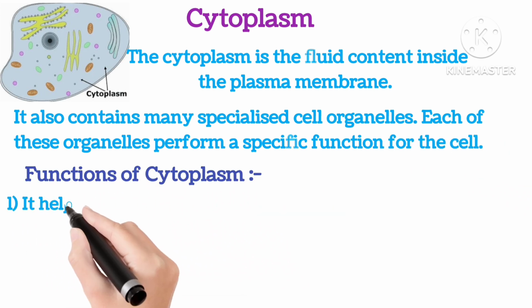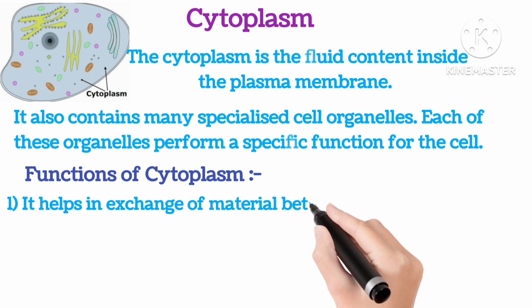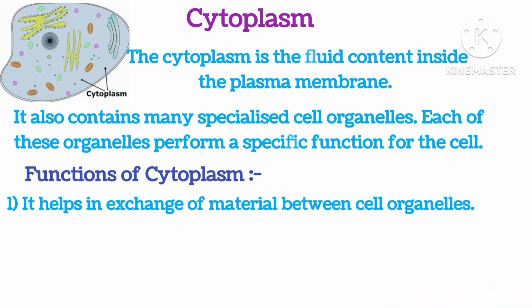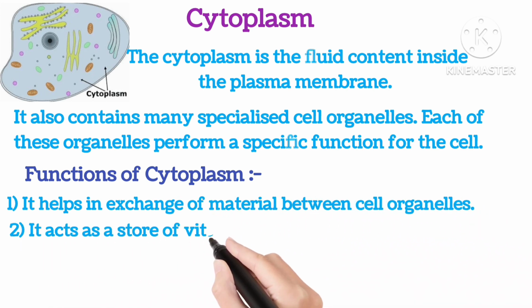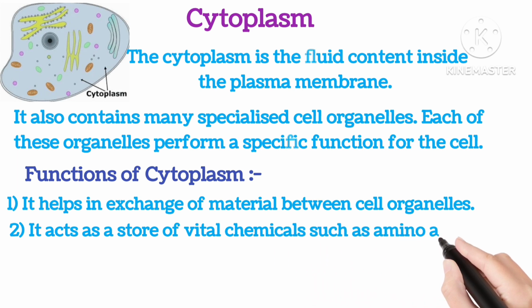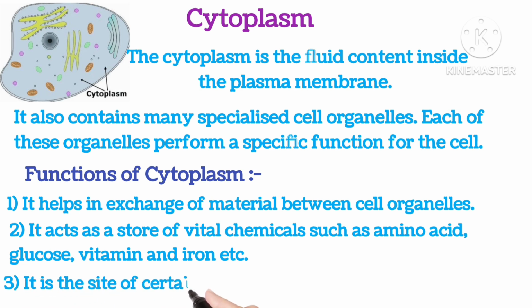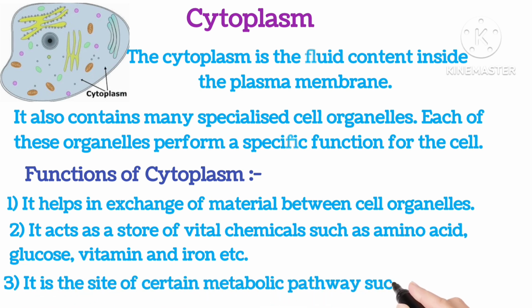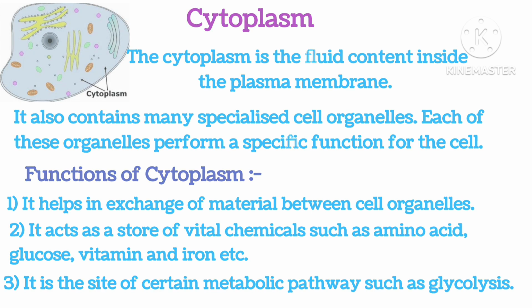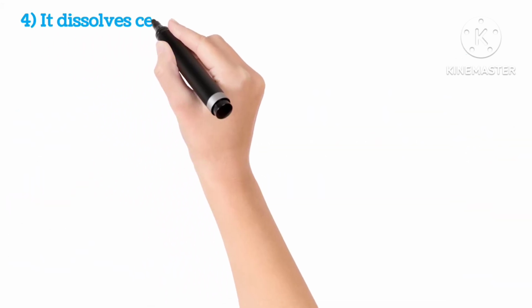Functions of cytoplasm. It helps in exchange of material between cell organelles. It acts as a store of vital chemicals such as amino acids, glucose, vitamins and iron, etc. It is the site of certain metabolic pathways such as glycolysis. It dissolves cellular waste.